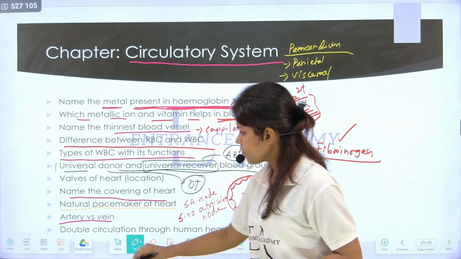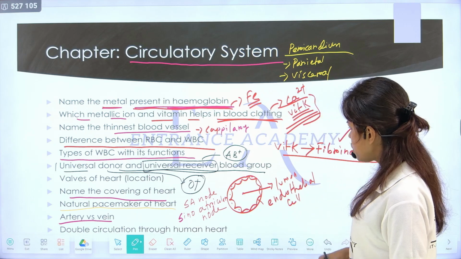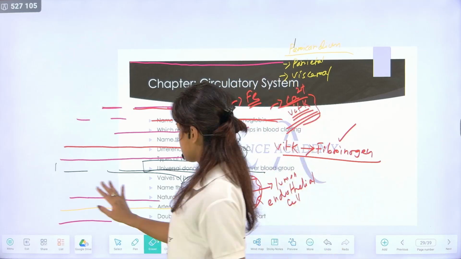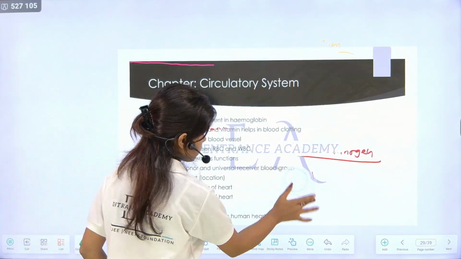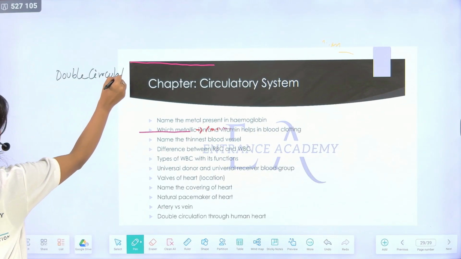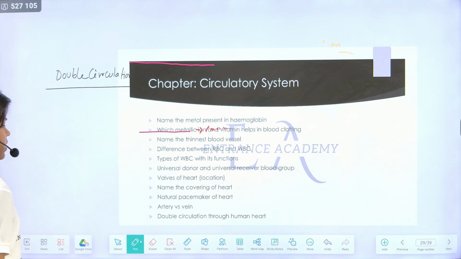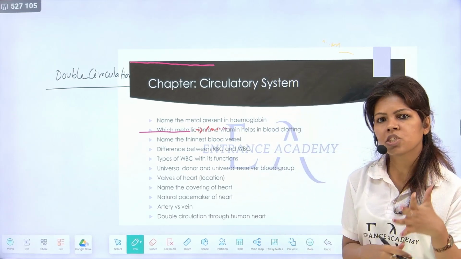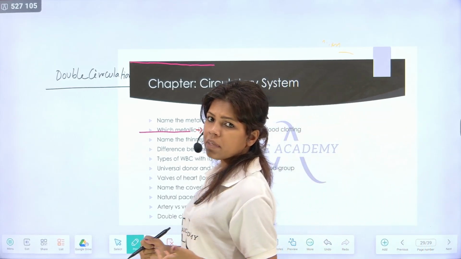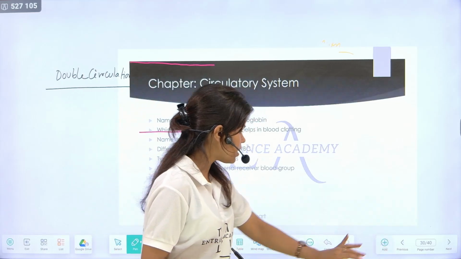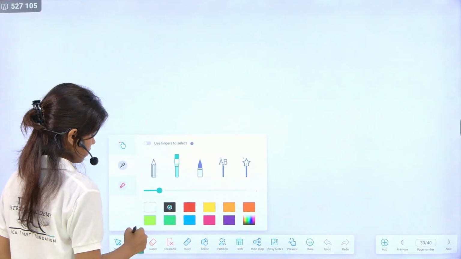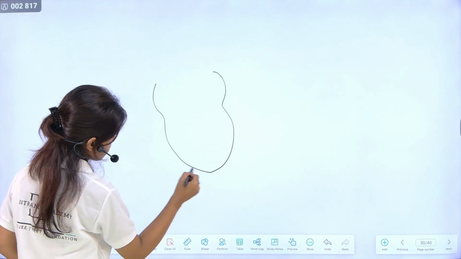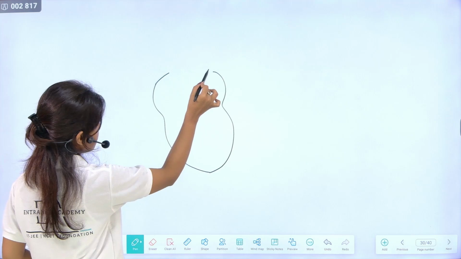Next, double circulation through human heart. A pictorial question can come from this part, double circulation. Why is it known as double circulation? Because two types of circulations are taking place inside our heart. One is systemic, another one is pulmonary. So let me describe this. It's a random drawing.